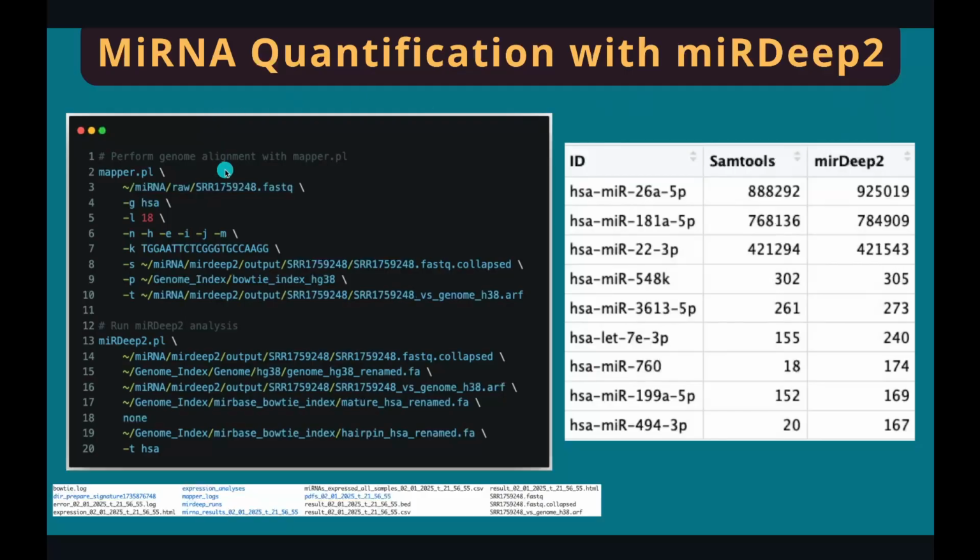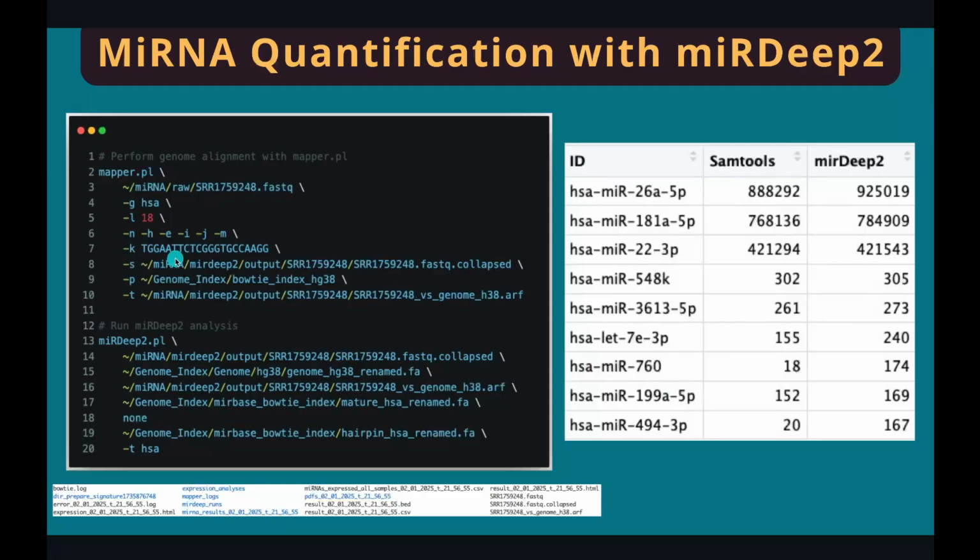So first, we call the mapper.pl to map our FASTQ files directly to the human genome. Here, we can use our trimmed FASTQ files. And here, -g means the genome. We use the human genome, hsa. -l, the minimum length, 18, because the microRNAs have a length from 18 to 32. And these options, you just keep them as they are because they are the options to specify the mapping accurately.